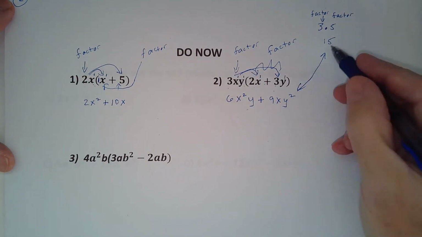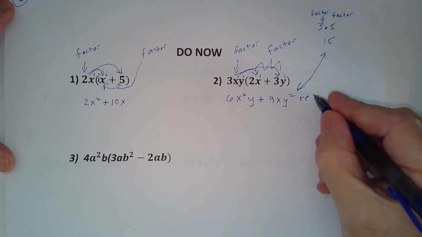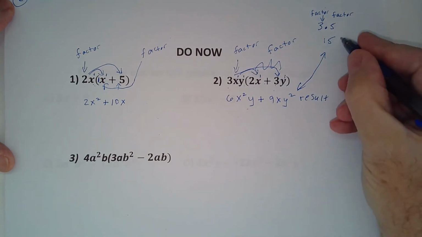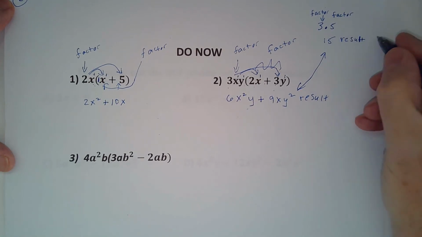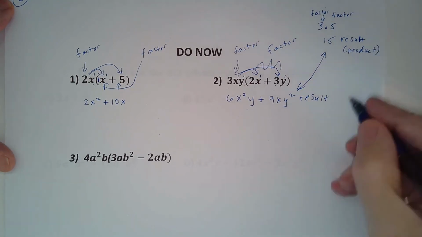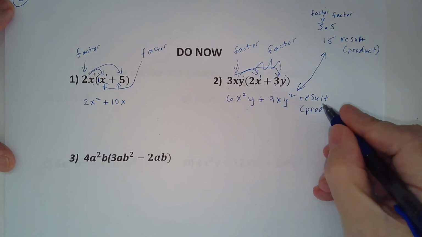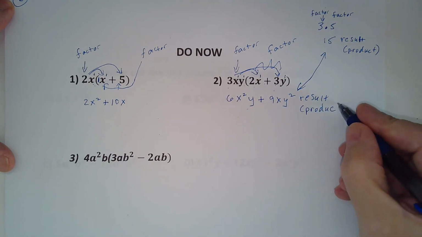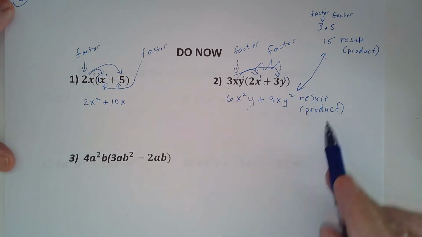These are the multiplied together terms. This is the result, or if you will, the product. That's what they call the result when you multiply two factors together. You call it the product.